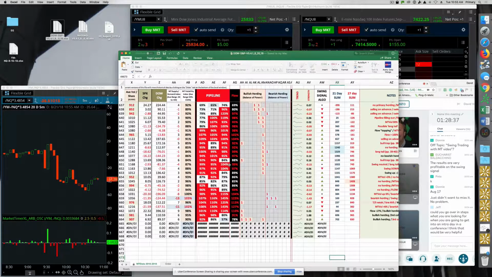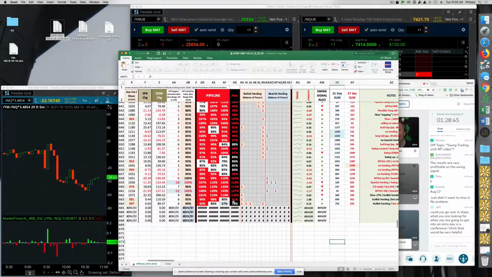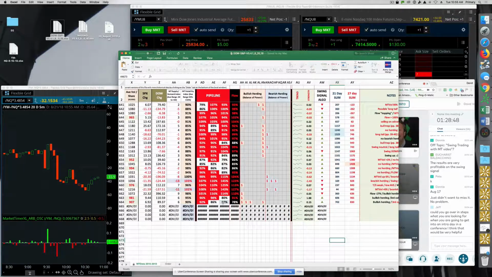I use a couple of different things with the pipeline 21, but the pipeline mostly, that third column, right? Right now we've got a 57% on the pipeline. That's really low in that third column. We don't necessarily have a peak in the 21, 27 day sum though. The gap is closed here. I guess if we had this 57% with this gap up here, I would say this is a good opportunity probably to go short. But we're not. We're in a different situation here. So you have to wait for a really good setup.